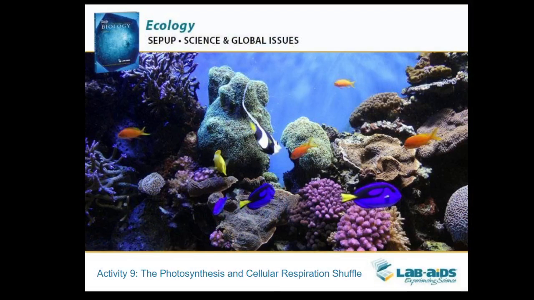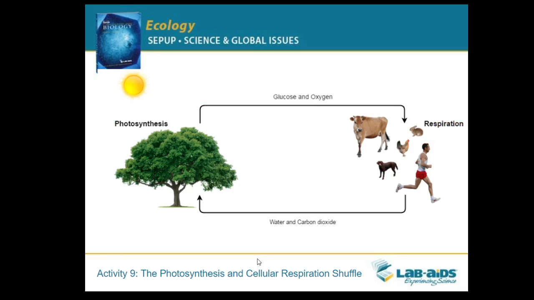So we're going to combine a couple of activities, 9 through 12, and we'll just call it the photosynthesis and cellular respiration shuffle. As we've talked about energy, we talked about producers and how they convert sunlight to produce their own chemical energy. They're going to take sunlight, water, and carbon dioxide, use the process of photosynthesis, and ultimately produce glucose and oxygen.